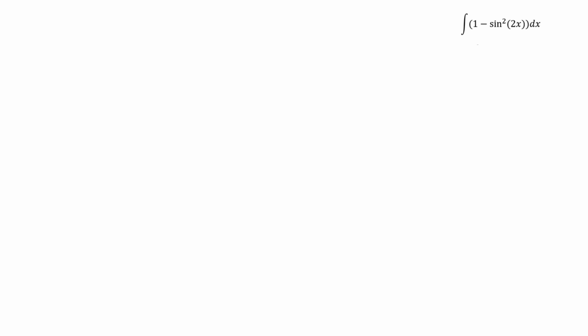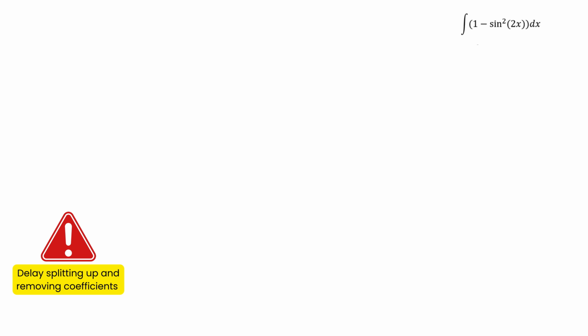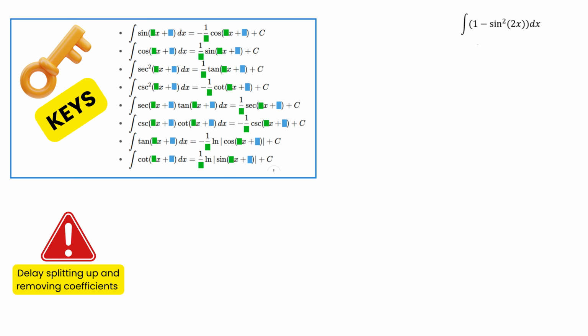Now, very important. When we integrate trig functions, delay your splitting and removing of coefficients if your trig expression does not fit one of the keys, because you will first need to manipulate the trig function using identities and reductions. In this case, we can see we do not have a key that works with sine squared. We only have a key for a plain sine function.